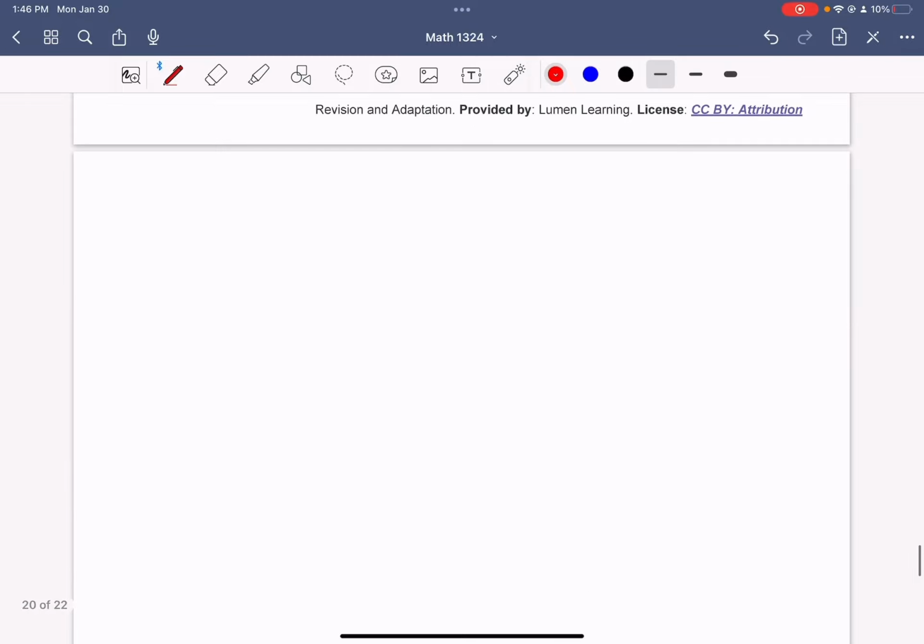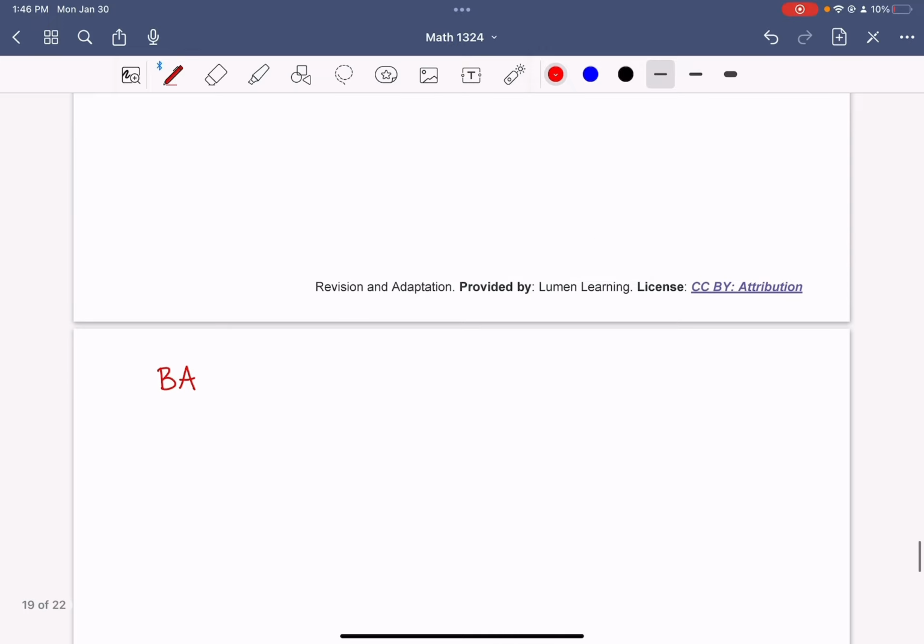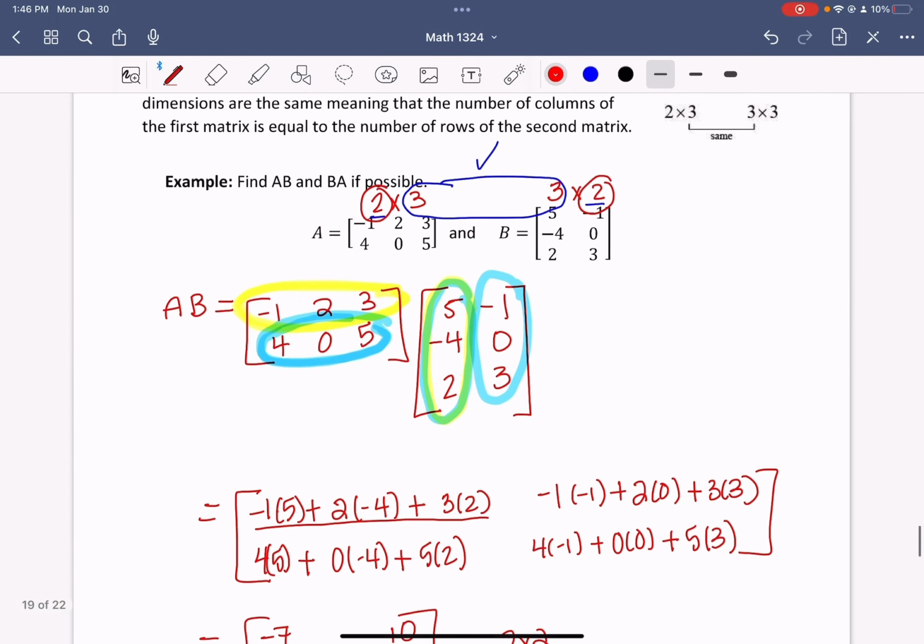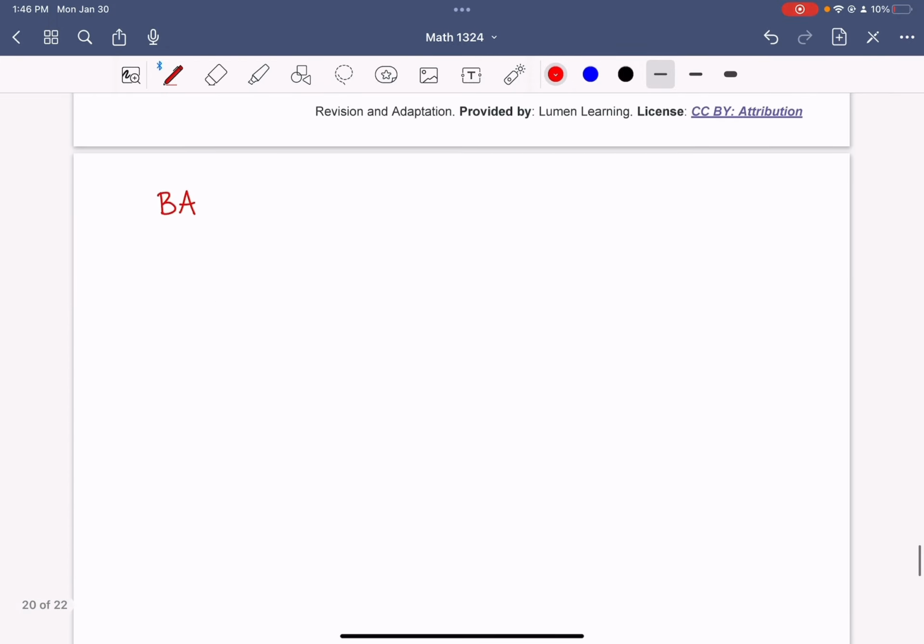Now that was just A times B. Let's look at what B times A would produce. You're going to see it written without that parentheses, B times A. So first you look at the sizes. Our B was a 3 by 2, and our A was a 2 by 3.